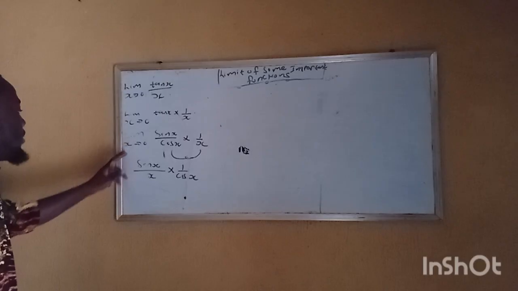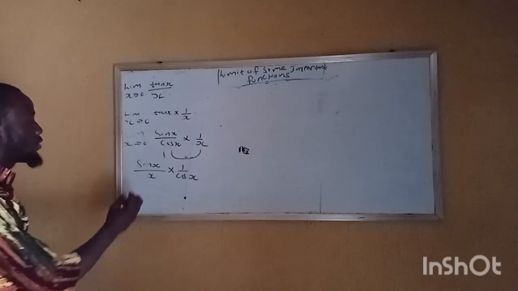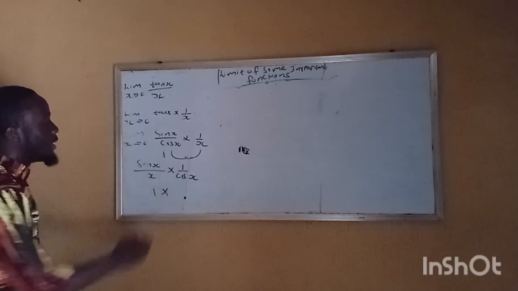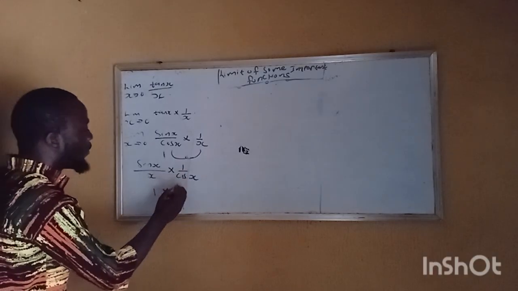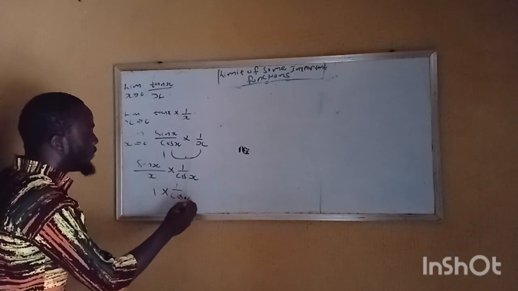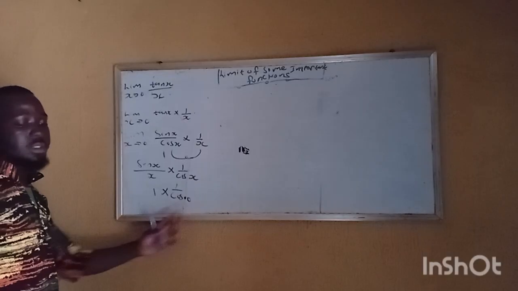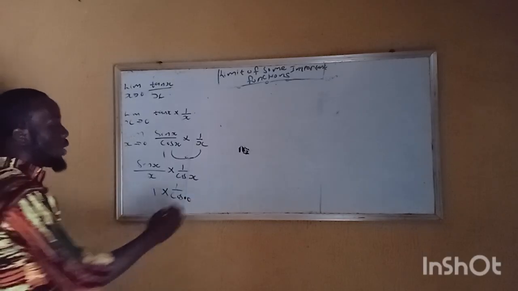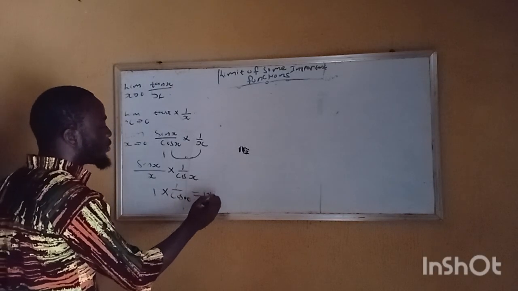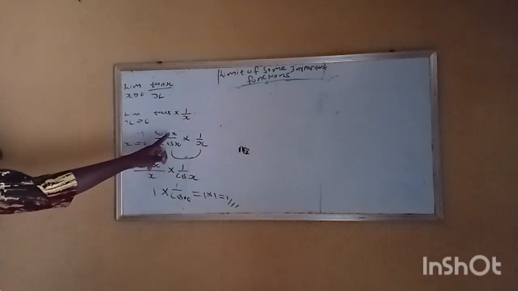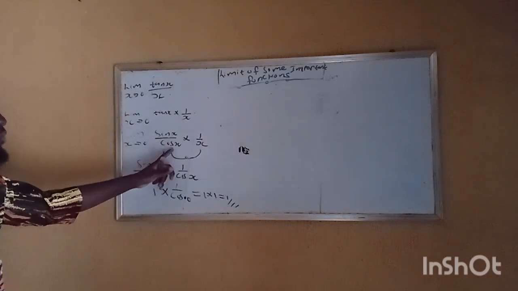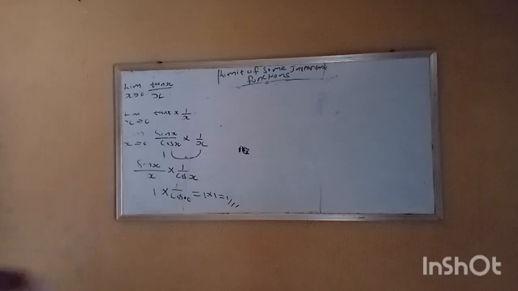So the limit of x tends to 0 of sine x over x will give us 1, times the limit of x tends to 0 of 1 over cos x, which is 1 all over cos 0. Don't forget that cos 0 is, if you place it in your calculator, 1. So 1 over 1 is still 1. 1 times 1 is 1. As simple as that. If you check, the coefficient of x right here is 1, the coefficient of x right here is 1, and 1 over 1 is still 1. As simple as that.